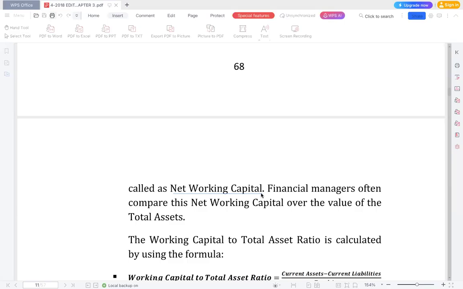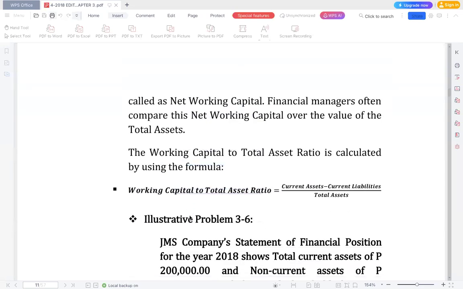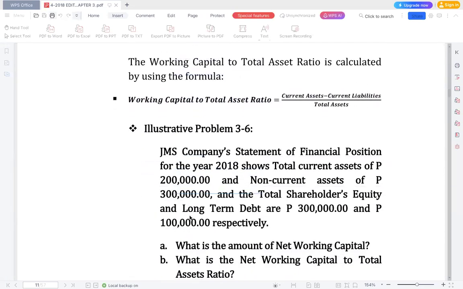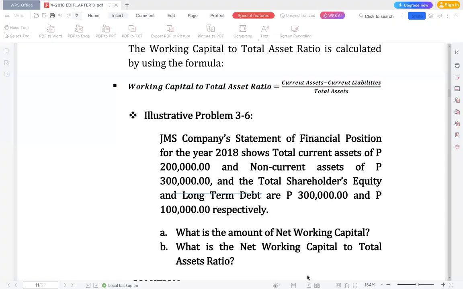So financial managers often compare this net working capital over the value of total assets. Hence, the working capital to total asset ratio is calculated using this formula. Current assets minus current liabilities over total assets.